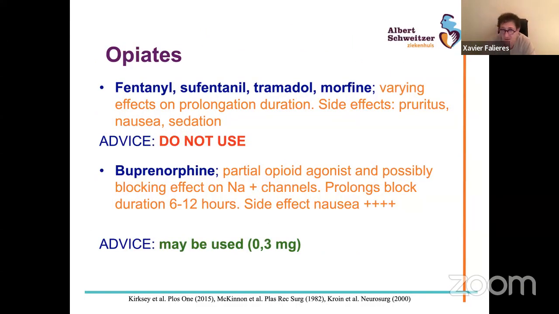Opiates, it doesn't work. The only one working in a block is buprenorphine 0.3 milligram. A lot of side effects, but if you need to prolong your blocks dramatically, up to 12 hours, use 0.3 milligram buprenorphine in your blocks.